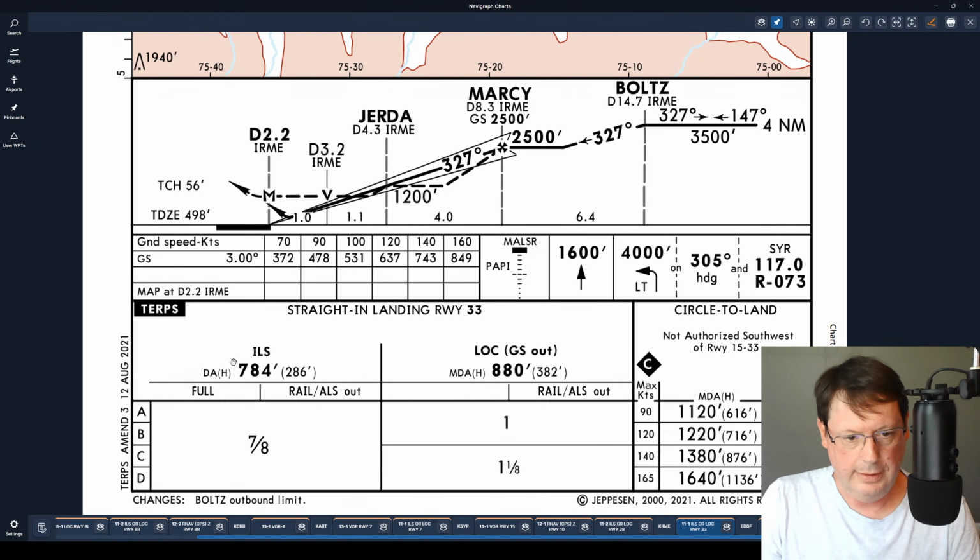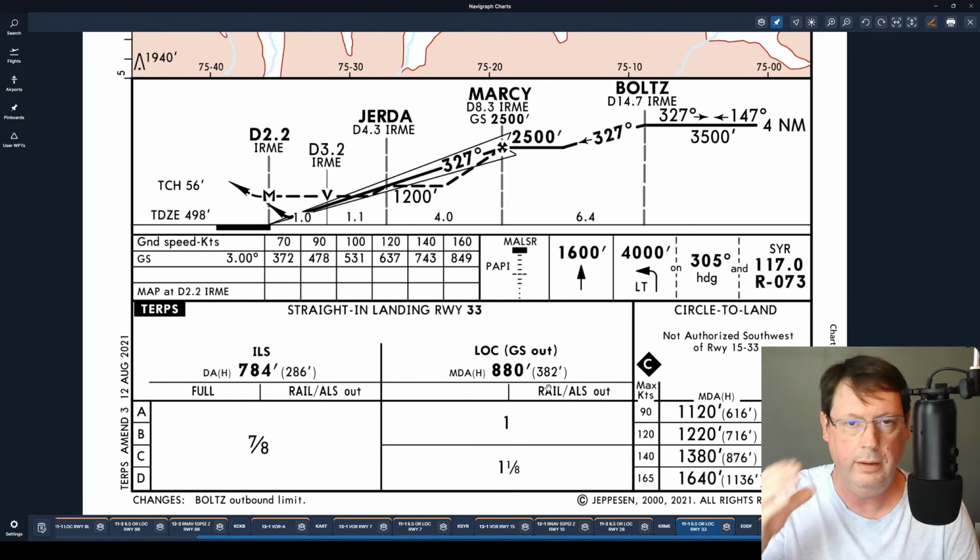This is the ILS. So you're going to have lower minimums on the ILS, 784 feet, versus the localizer, which is 880 feet. It's about a 100-foot difference, because the ILS is just more precise. This is called a non-precision approach for a reason, the localizer approach. You also have higher visibility requirements for a localizer approach or a non-precision approach versus a precision approach. That's why the visibility requirements here are higher.